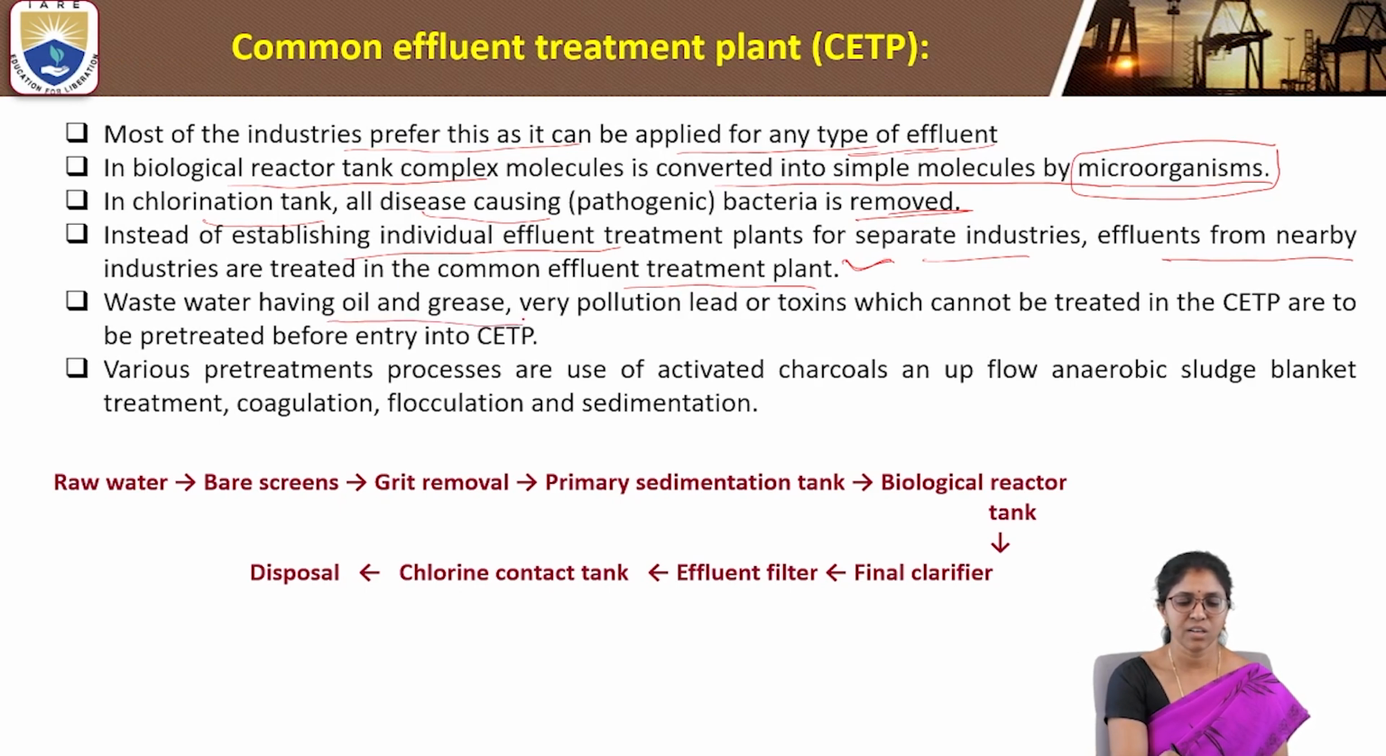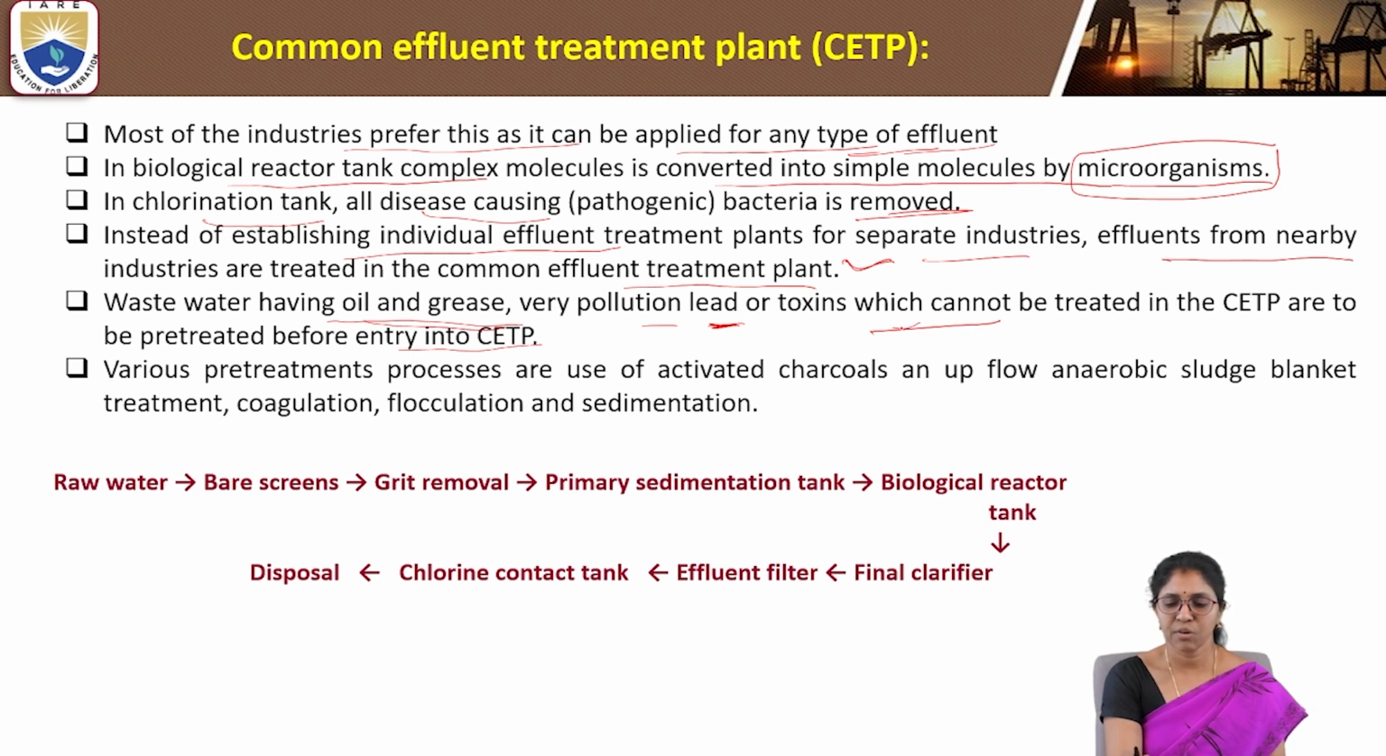Wastewater having oil, grease, and pollutants like lead or toxins cannot be treated in a common effluent treatment plant. So these are to be pre-treated before entry into CETP. If the wastewater has oil, grease, and toxic chemicals like lead and other toxins, these cannot be treated in the common effluent treatment method.